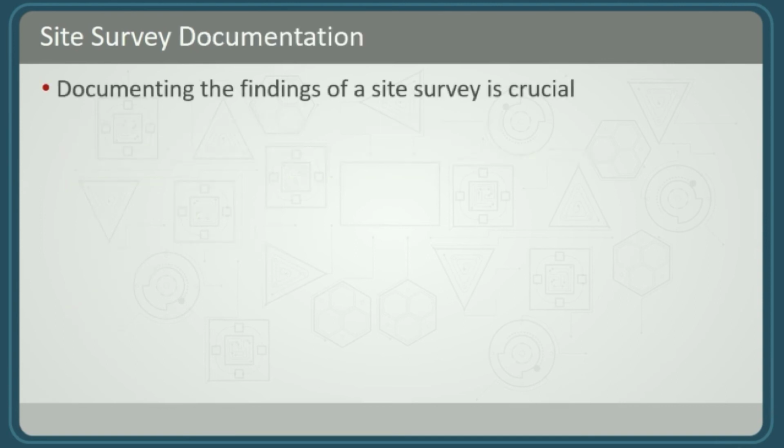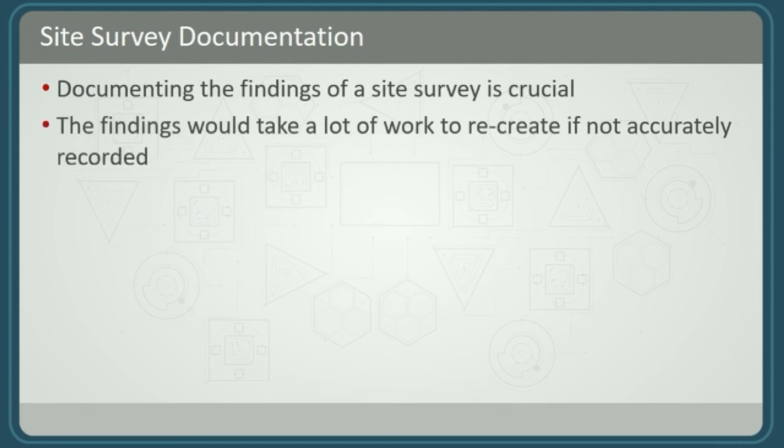So from that point, the next step is documentation. Documenting your findings of any given survey is crucial, and it would take a lot of work to recreate if they were not accurately recorded.